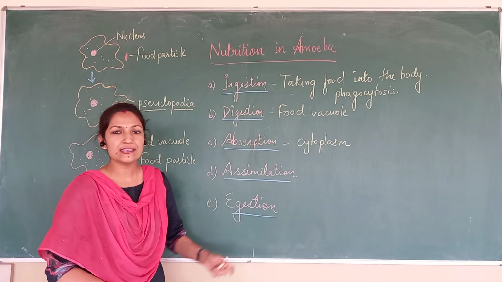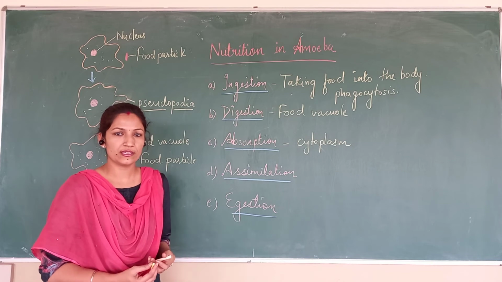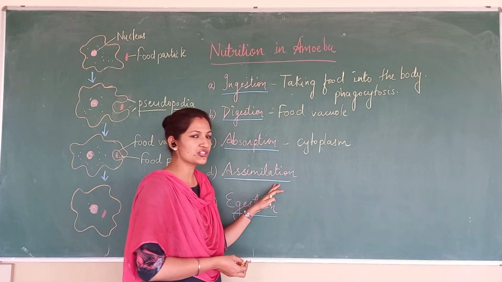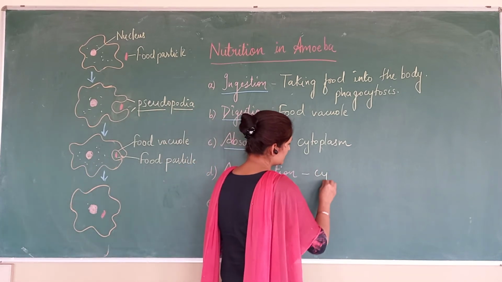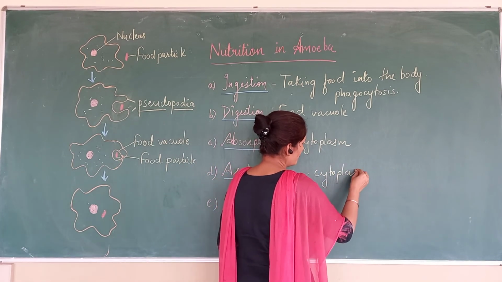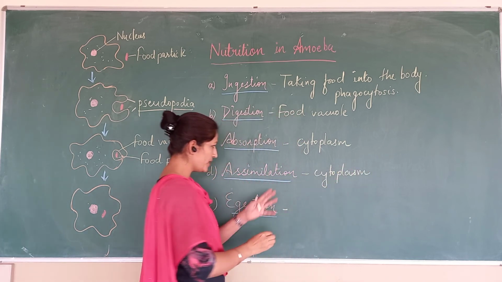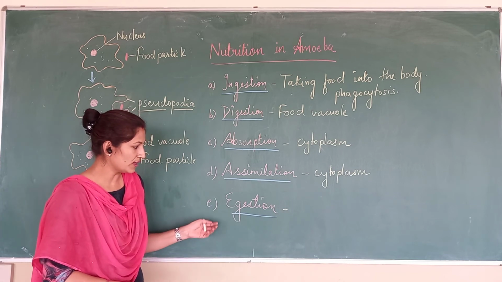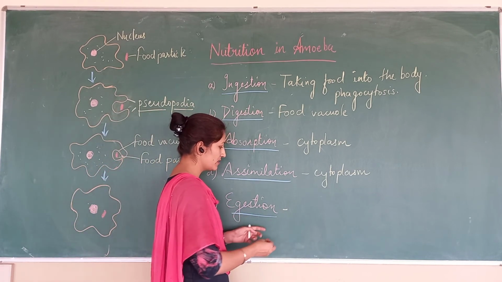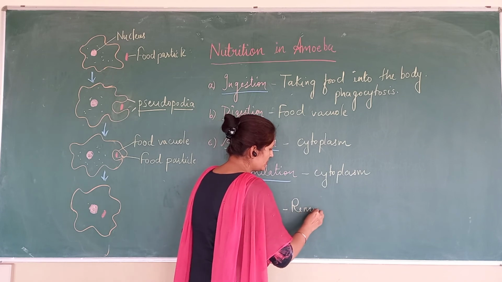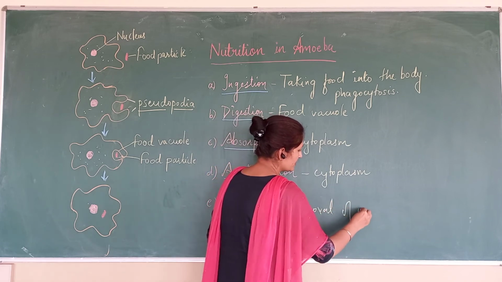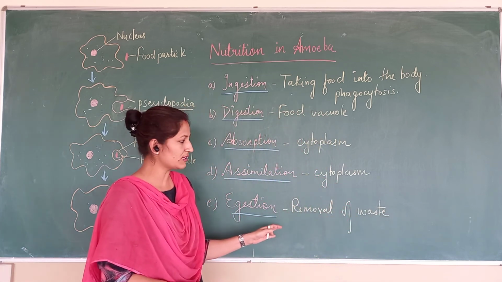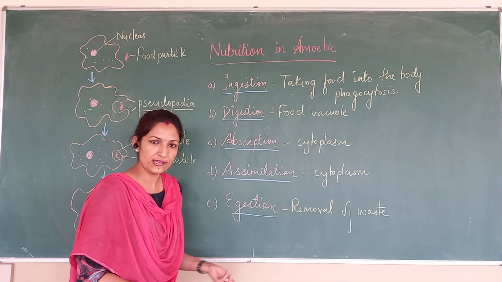Assimilation is utilizing these nutrients by the different structures in the cell, and that is also going to occur in the cytoplasm. Whatever waste remains, the undigested, unused material, that is egested, that is removal of waste. That egestion is going to occur via pseudopodia again.